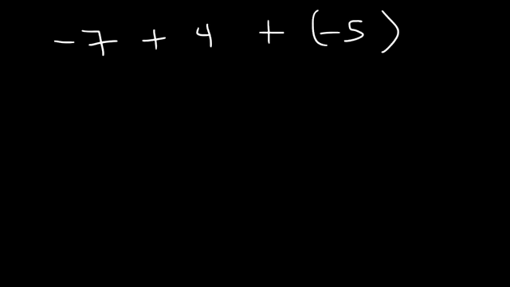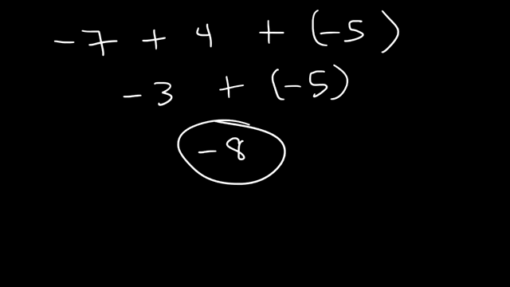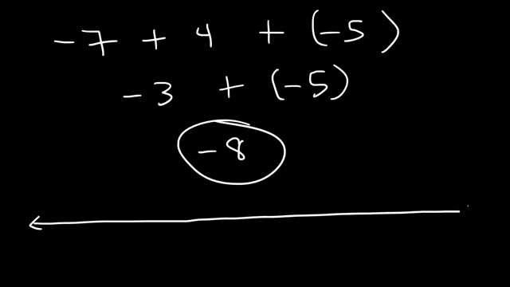Here's another similar example. What's negative 7 plus 4 plus negative 5? Negative 7 plus 4, that's going to be negative 3. And negative 3 plus negative 5, whenever you're adding 2 negative numbers, you're going to get a negative result. So think of 3 plus 5, which is 8, but just add a negative sign to it. So it's negative 8. Now let's use the number line to confirm everything.